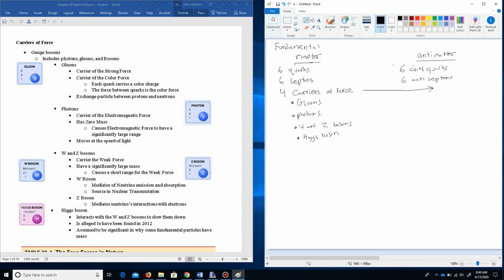This is an interaction with the W and Z bosons to slow them down. It is alleged to have been found in 2012, so it's relatively new, and it's assumed to be significant in why some fundamental particles have mass and some do not.